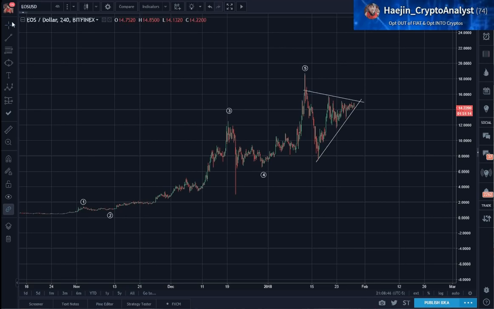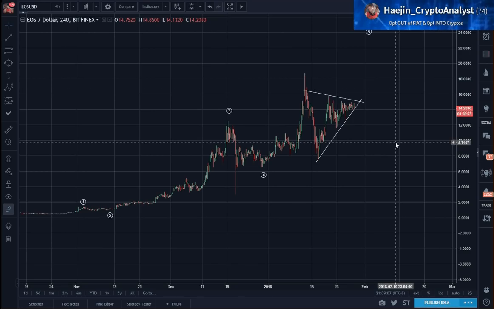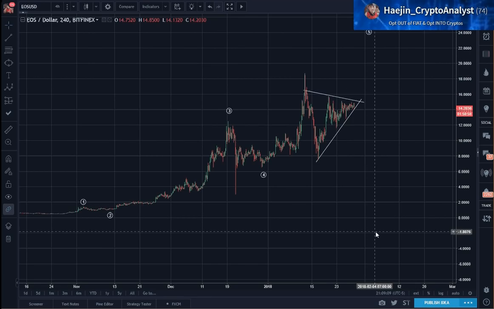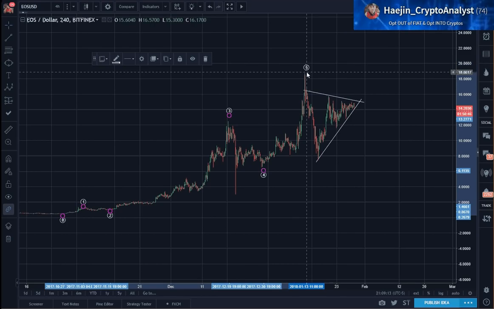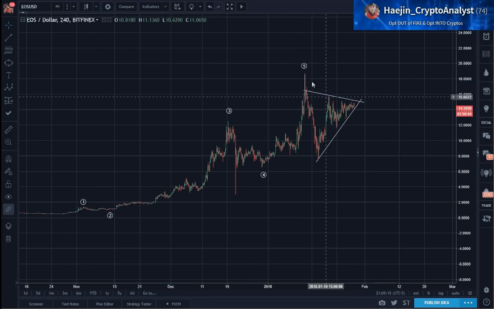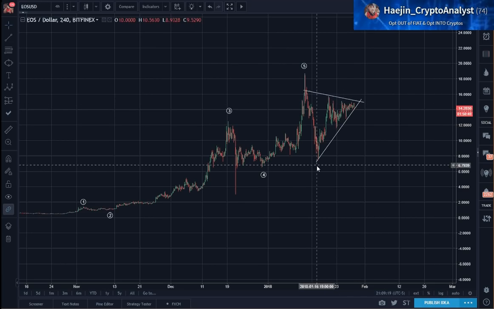This is EOS to the dollar. There is a chance that there is one more higher high for wave 5 up here. But that wouldn't be my primary count. I think we are in a corrective phase. This white line support has to hold.